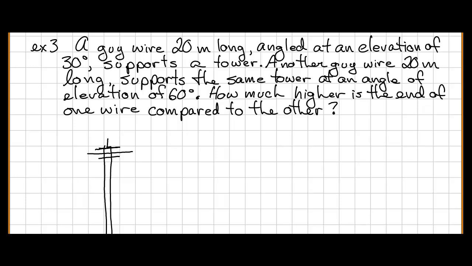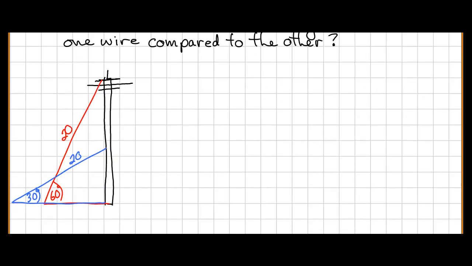Now here's example 3. I'd encourage you to pause the video and read that question out. And once you have it read, I'd also encourage you to sketch the information out onto the diagram, like you see here. Now, we've got these two wires. They're attached at a height of y for the red wire here. That goes from here down to there. And the other wire we'll call a height of x.